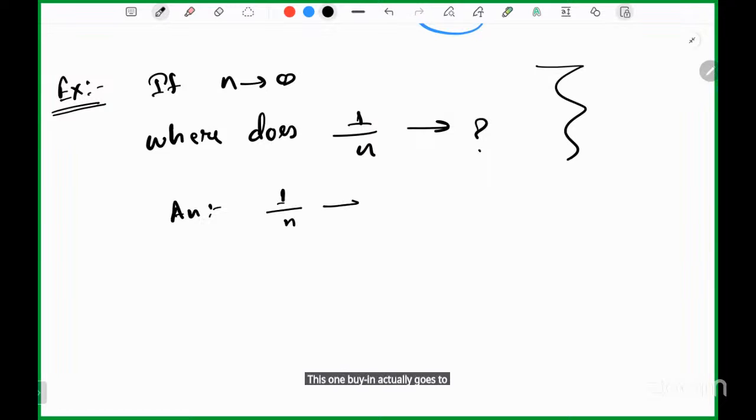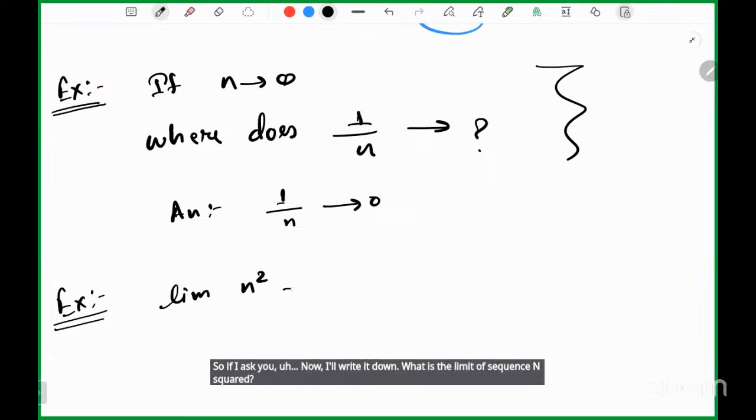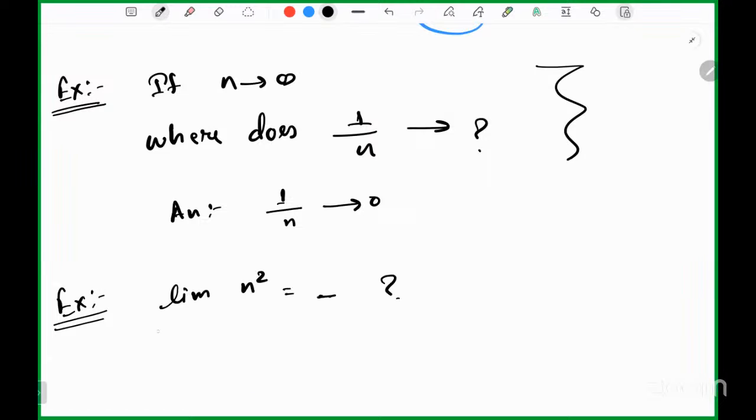Let's ask one more question. I'll write it down. What is the limit of the sequence n squared? Infinity, right? Because as n goes to infinity, n squared will also go to infinity. So it's kind of obvious.